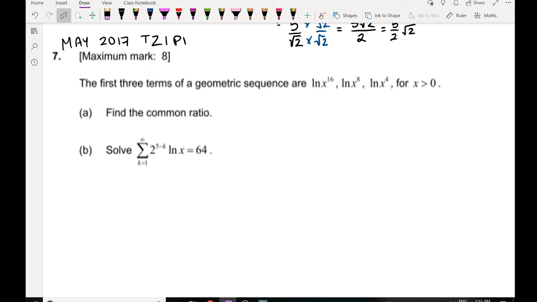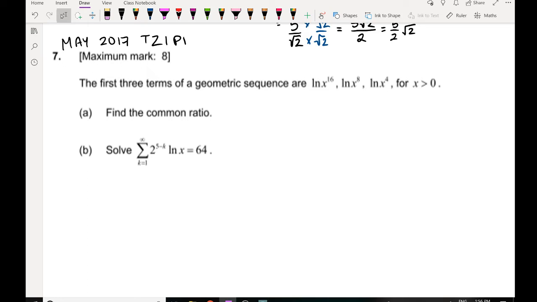Anyway, for this question 7 from May 2017, time zone 1, paper 1, the first 3 terms of a geometric sequence are ln x to the 16, ln x to the 8, ln x to the 4, and it says find the common ratio.